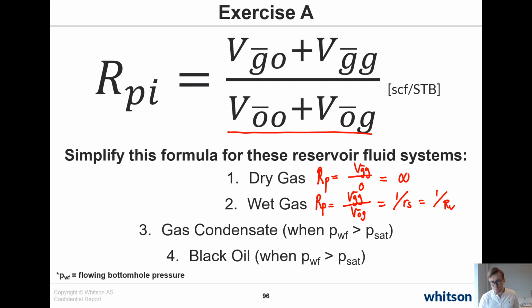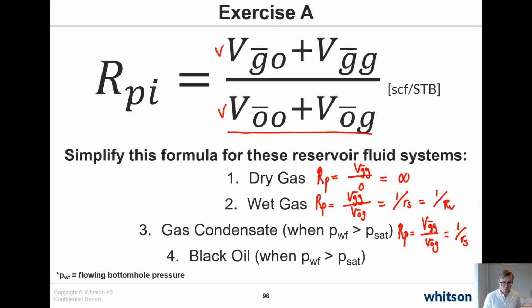Then for gas condensate reservoirs above the saturation pressure, at least if it's a single phase gas condensate reservoir, the GOR is constant, and there is no reservoir oil phase, so we can essentially neglect this term right here and this term right here. We're left with exactly the same expression as for wet gas: the GOR is constant, and we have a producing GOR that's equal to 1 over the solution CGR.